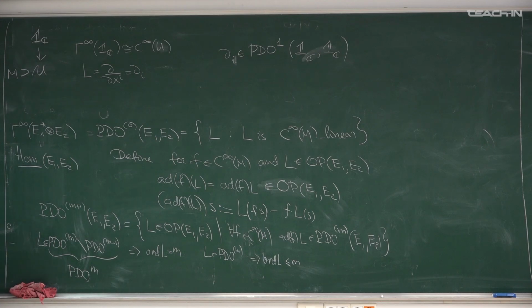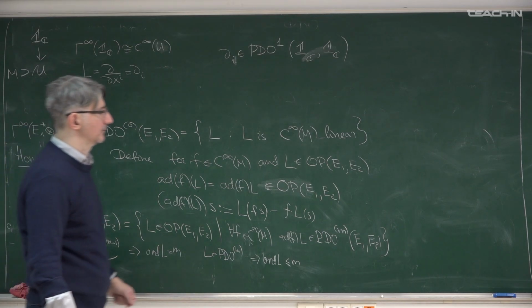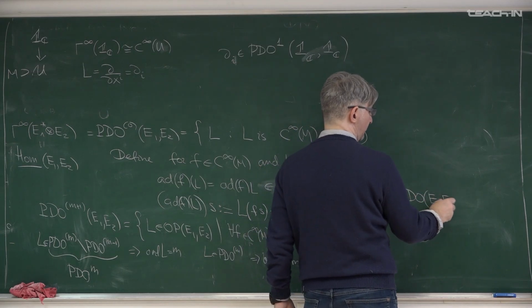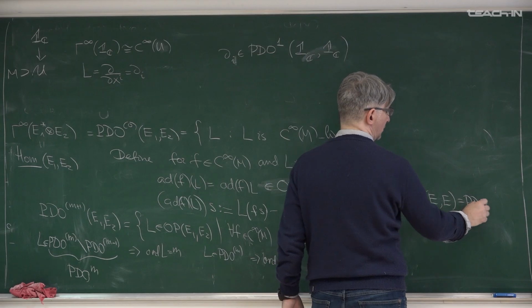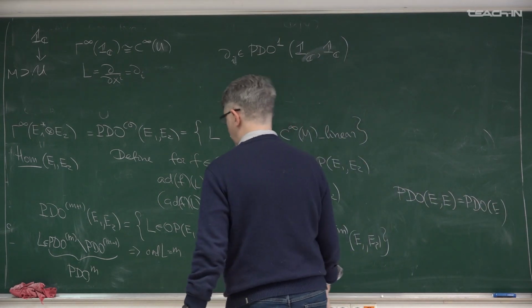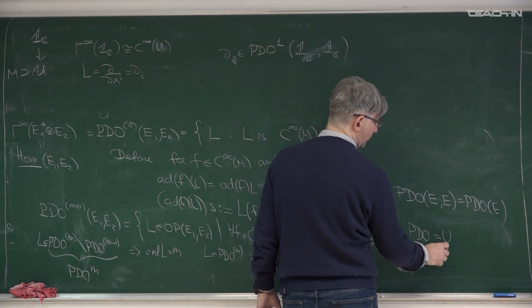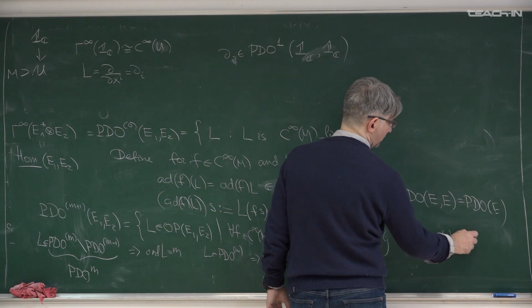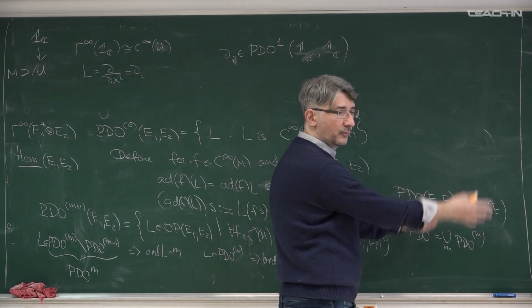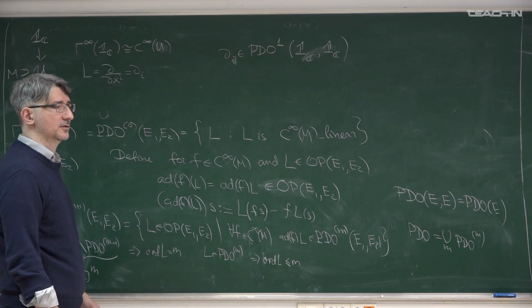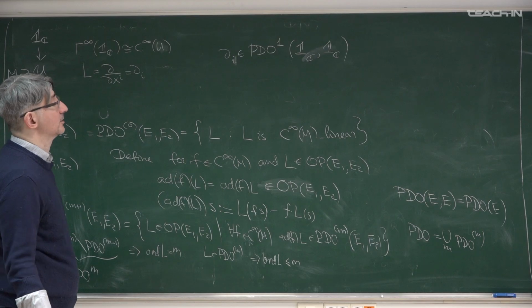In case the same vector bundle appears on both sides, in both arguments, we will write only one letter. So we write PDO of E, E as PDO just E. Let us introduce a notation: when we write PDO, we mean the union of all PDO M's, the collection of all operators of such type. So my claim is that this is a partial differential operator of order 1.